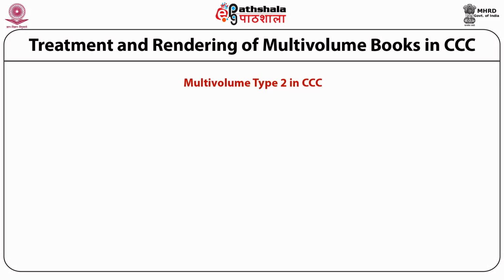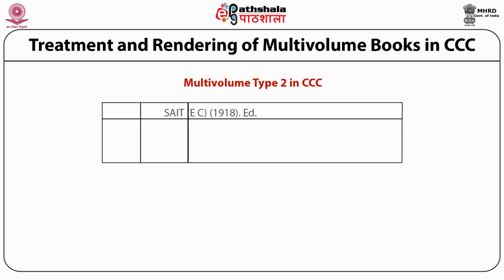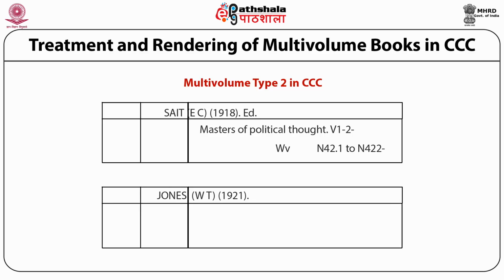In the exhibited catalog card, the name of the editor is recorded in the leading section as per rules. The title section is also recorded as per rules. However, the volume statement is given, B1-2-. It indicates that the work is in progress, and the index number section is given as per normal rules. A second entry has been prepared for Jones W.T. 1921, who is the author of volume 2.